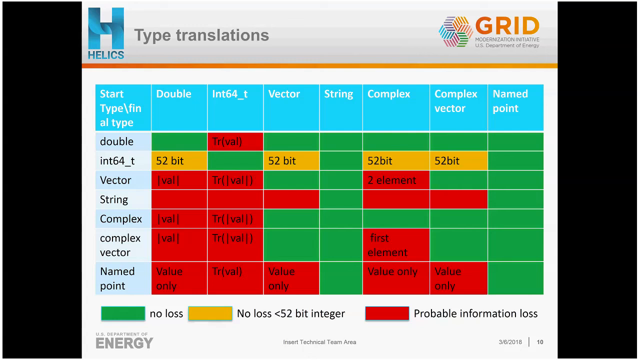And in the case of integers, many are easily translatable to doubles, particularly lower numbers. So if it can be represented in a 52-bit number, this can translate to a double. And that's based on the binary representation of a double.